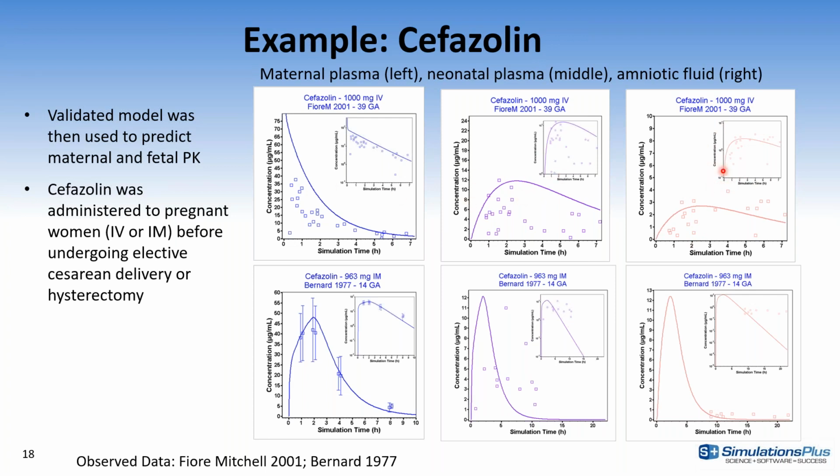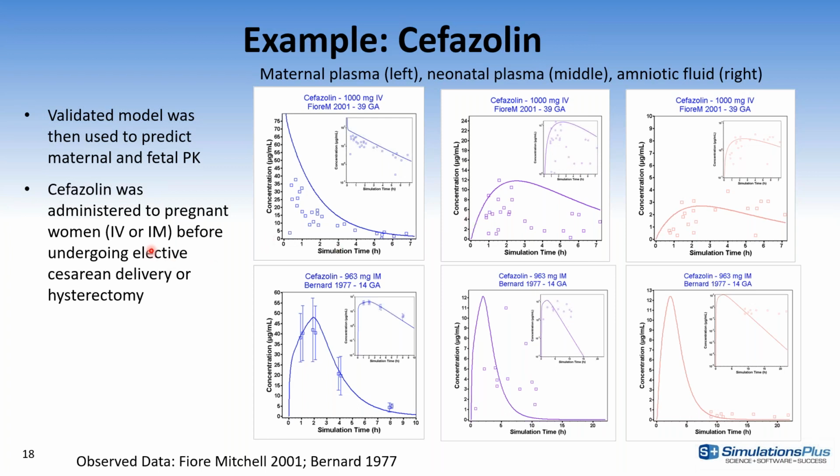So for the top set of plots, this was studied before undergoing cesarean delivery. So we were looking at about 39 weeks gestational age, full term, and you can see the model nicely predicted the PK in the mother as well as in the fetus and in amniotic fluid, given the large variability in the data, especially in the fetus here.